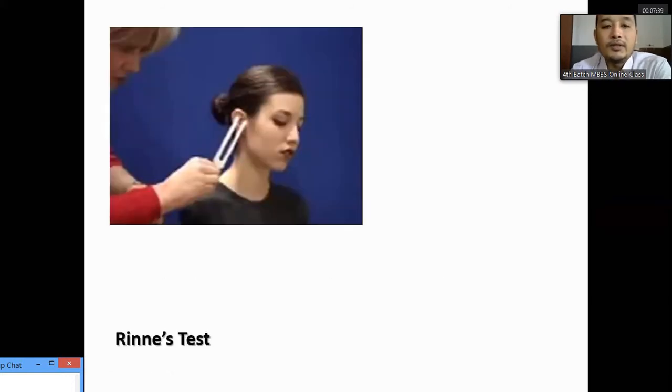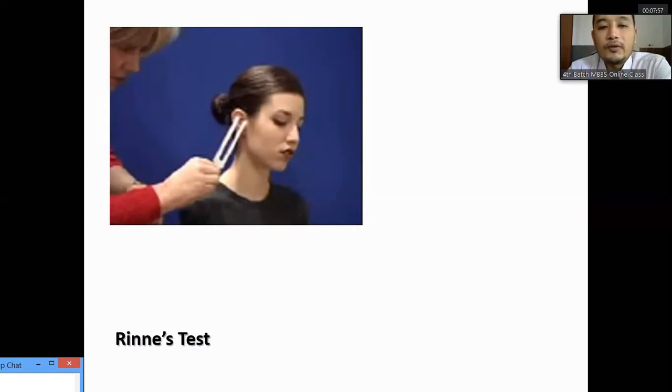Now, the Rinne's test, the first one, tests air conduction and bone conduction, and compares the air conduction to the bone conduction. Air conduction, as you learned, tests the conductive mechanism, and the bone conduction tests the sensorineural mechanism of hearing.